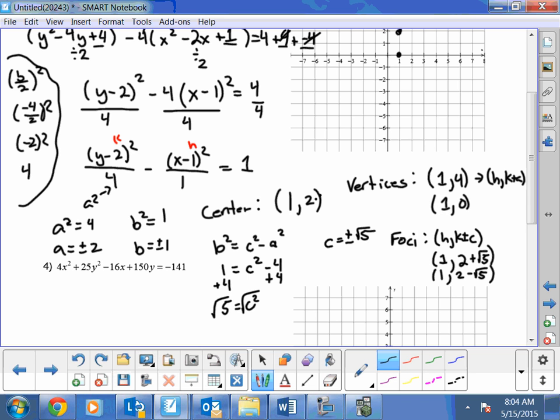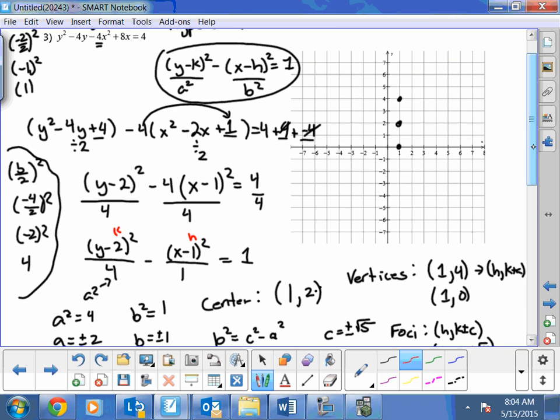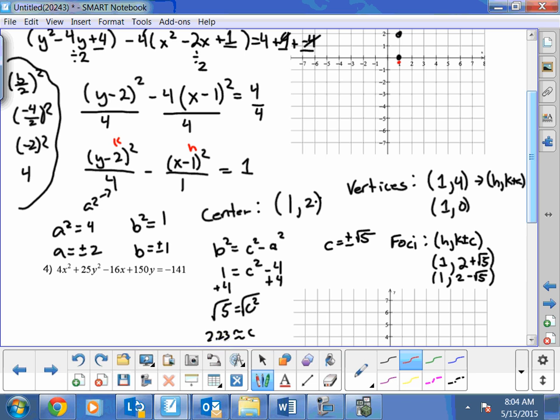Now, since we know this is the square root of 5, roughly 2.23, it gives me a good idea how to draw it on here, which is virtually right above my focus points. If I take 2 and add 2.23, I'll end up with 4.23, which is kind of there. And this other one will be right below there. If you want to subtract 2 minus the square root of 5, it will give you the exact side. Same thing with the other one right over there. Now, we have the foci.